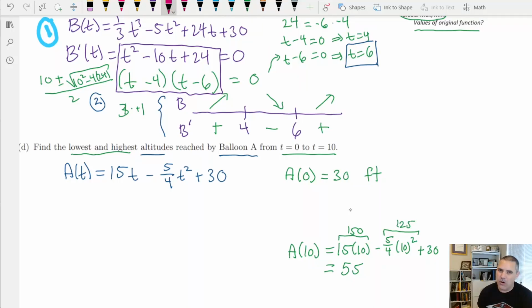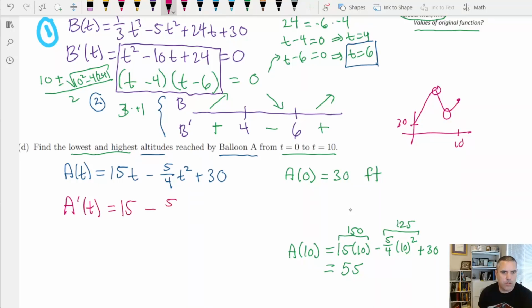Next, I need to know, are there any bumps? So I found the beginning and ending. In your head, you should be thinking at 0, it's 30. At 10, it's 55. But that doesn't tell the whole story. Maybe the graph goes like this. Maybe it goes down and then up. I need to find out if it has any bumps. How do we do that? We take the derivative.